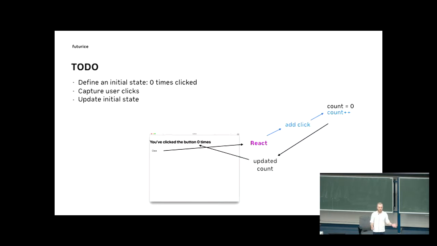We need some state. We need somewhere to store the number of how many times the button has been clicked, starting from 0. That's the initial state. We need a way to capture that the button is now pressed. And then from there, we need a way to update the state, to count. Just add one.